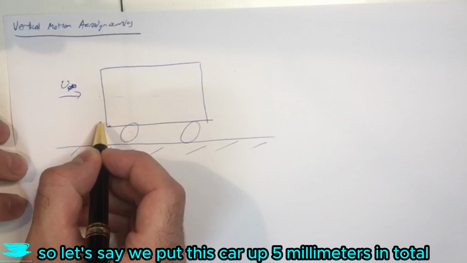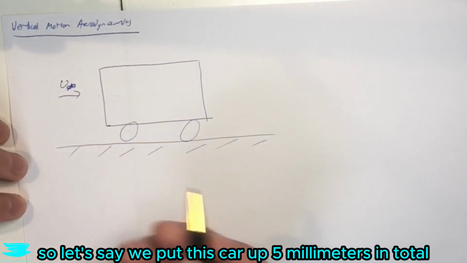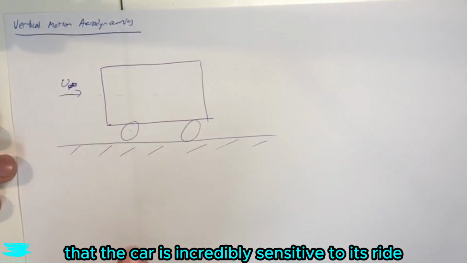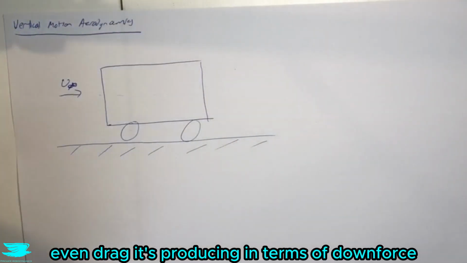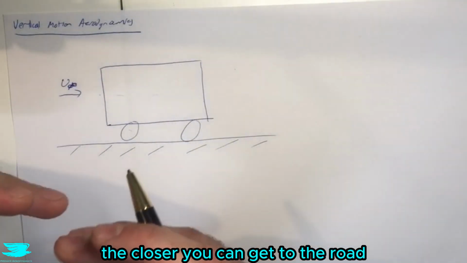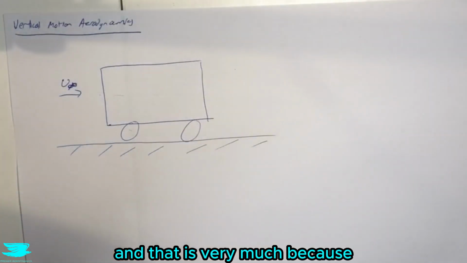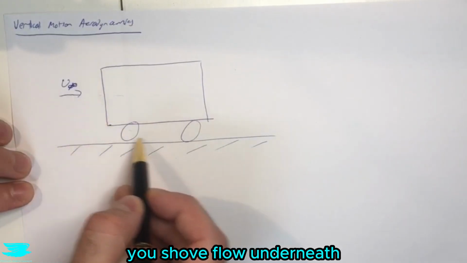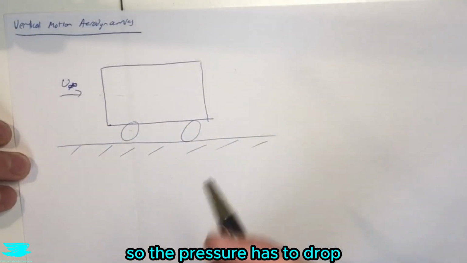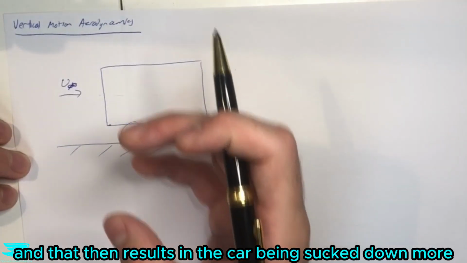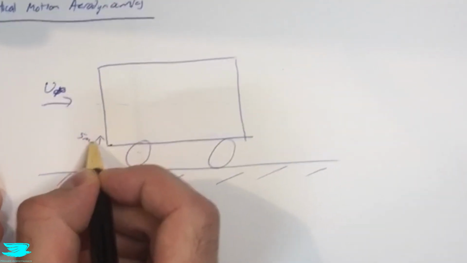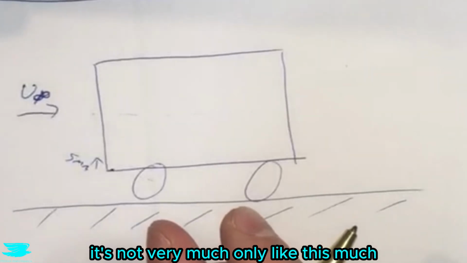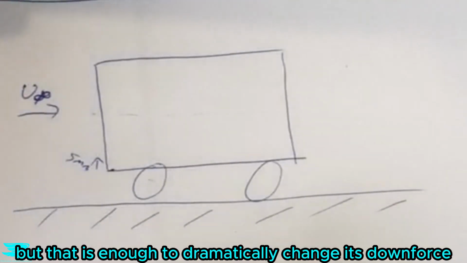So let's say we put this car up 5 millimeters in total. Now we know from this video here that the car is incredibly sensitive to its ride height in terms of how much downforce and even drag it's producing. In terms of downforce, the closer you can get to the road, the more downforce that you'll be producing. And that is very much because you shove flow underneath, you have to accelerate it so the pressure has to drop, and that then results in the car being sucked down more. So if you put this car up 5 millimeters, let's say, it's not very much, only like this much, but that is enough to dramatically change its downforce.